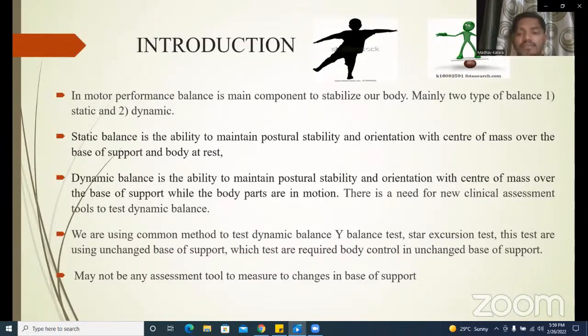There is a need for a new clinical assessment tool to test dynamic balance. We commonly use tests such as the bivalent test and the star excursion test. These tests use an unchanged base of support and require body control. There may not be any assessment tool to measure a change in base of support.